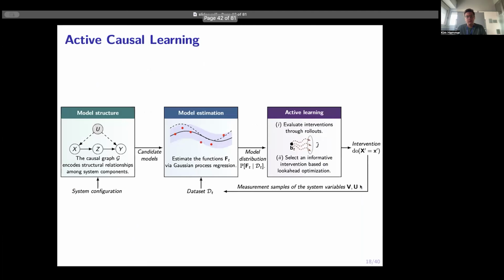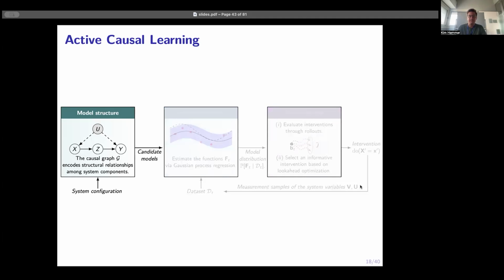So from an architectural point of view, our method can be understood through this diagram here, where we have three main steps. First, we define the causal structure of the system. Then we use the available data to estimate the causal functions. And then we use active learning to select the next intervention to collect more data and then refine our estimate of the causal functions. So let me go through each step here.